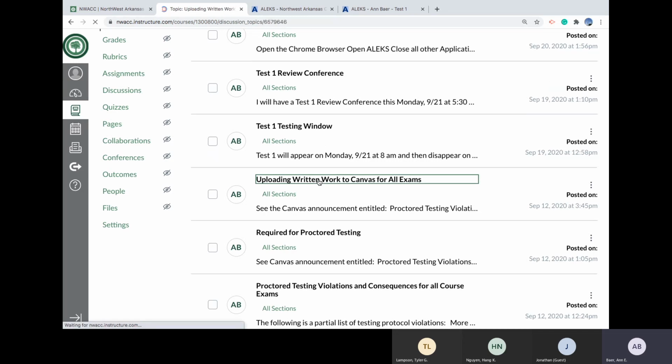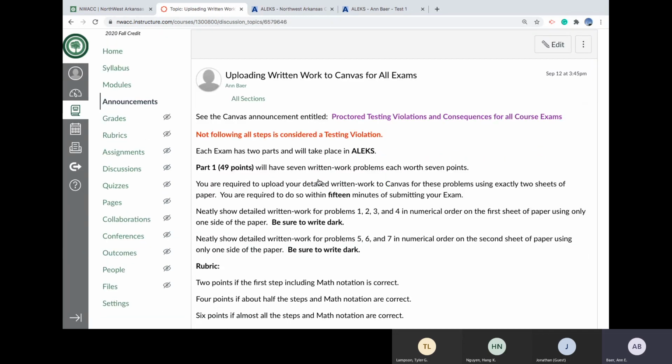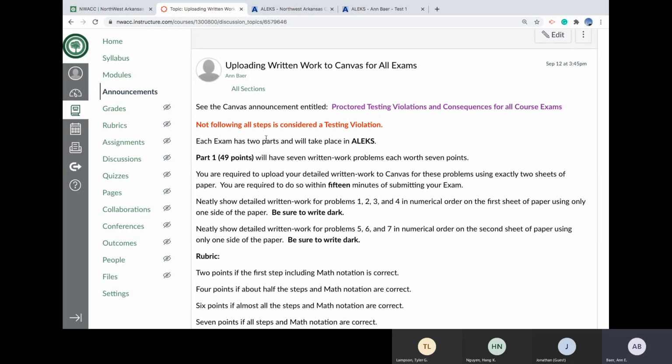Uploading written work to Canvas for all exams. What we're talking about here, you will do four times this semester. Let's talk about this announcement, another very important announcement. See the Canvas announcement entitled Proctoring Testing Violations and Consequences for All Course Exams. We'll look at that in a little bit.